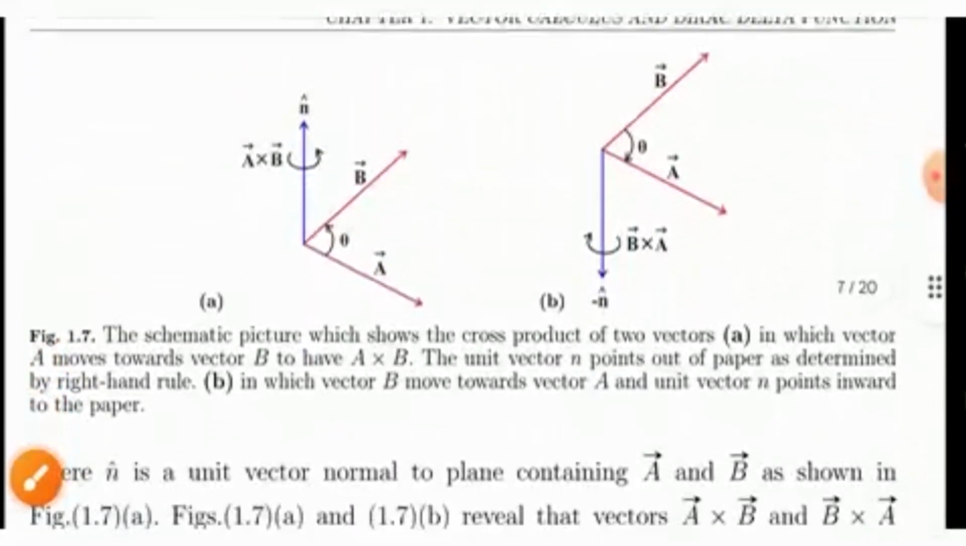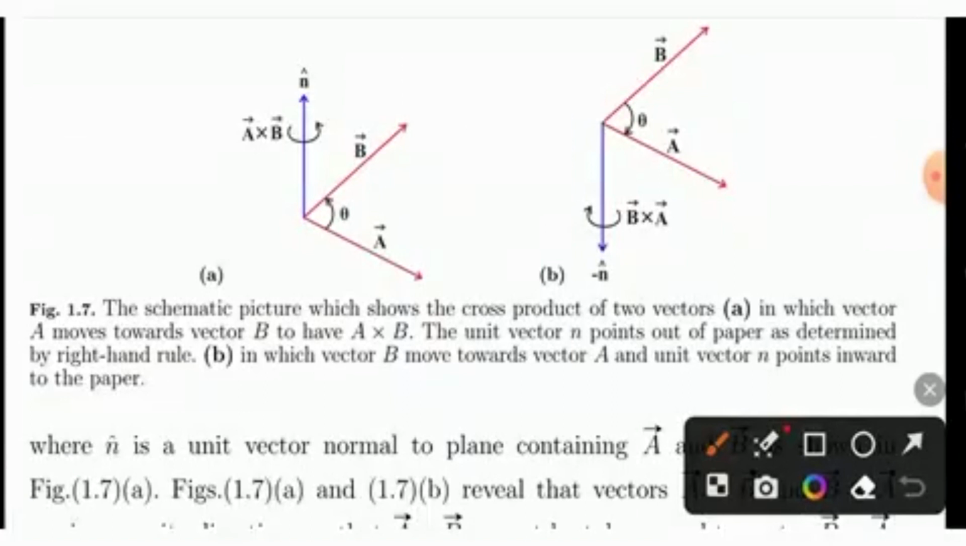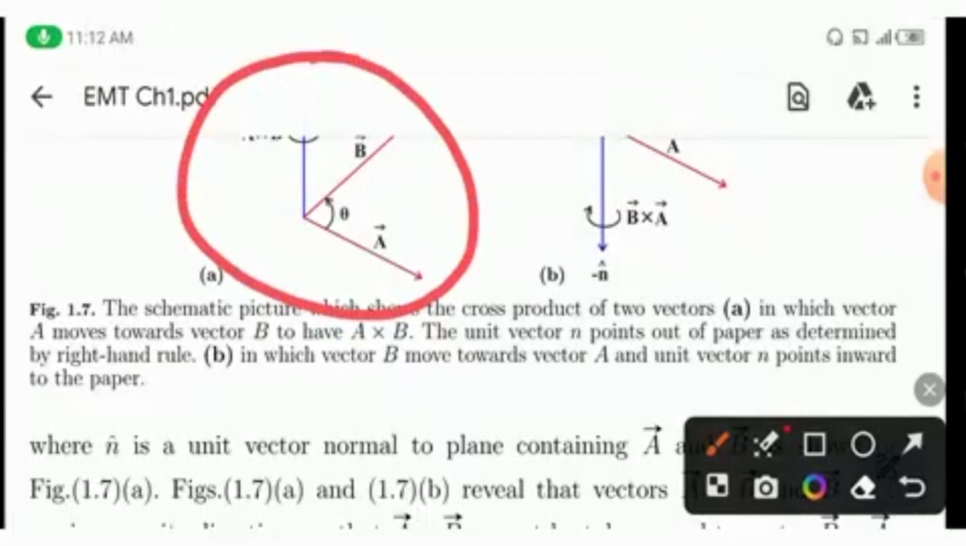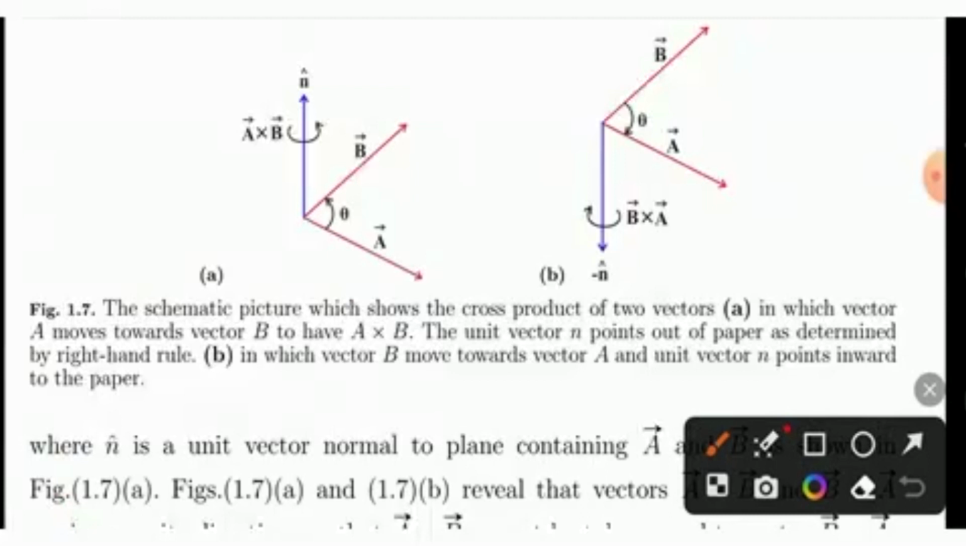Here you see in the next diagram, if we multiply the vector A with the vector B, it is written as A cross B. And by using the right hand rule, if we multiply this vector A with the vector B, another vector will be generated that is represented by this normal unit vector along this direction.